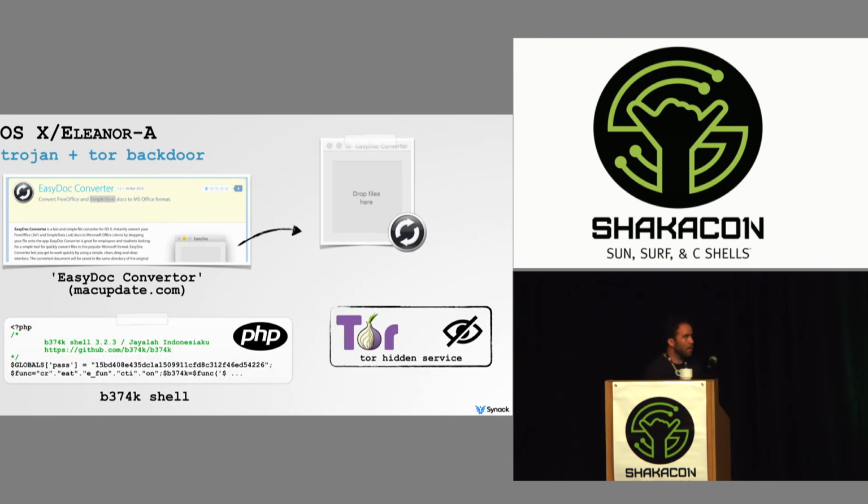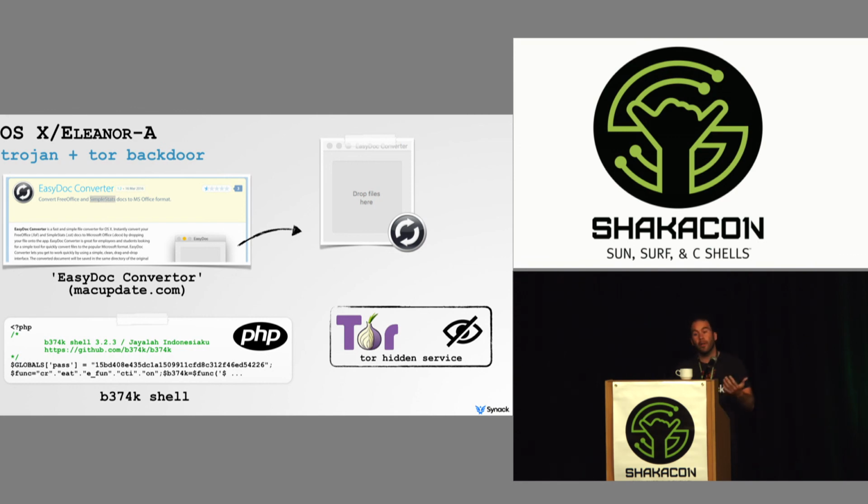More recent Mac malware sample is Eleanore. Eleanore was distributed outside the Mac App Store, but on a popular app sharing website called macupdate.com. So what happened is the malware authors realized that there was this fairly popular application called EasyDoc Converter, and EasyDoc Converter was abandoned by the author. So what they did was they wrote a new version of this EasyDoc Converter and added some extra malicious code. So it's basically a Trojanized malicious document.